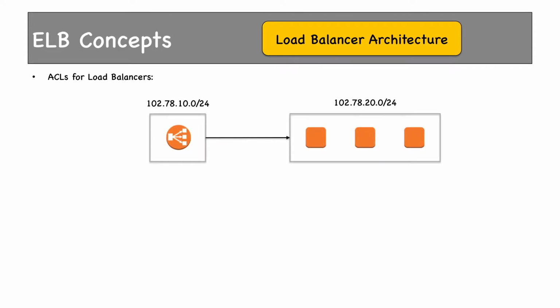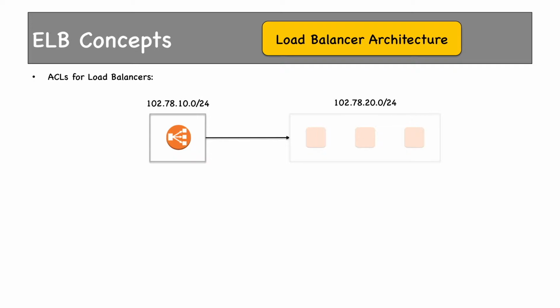This is our setup. The load balancer is in a public subnet with network address CIDR 102.78.10.0/24 and the EC2 instances are in a private subnet with CIDR 102.78.20.0/24. Let's see all the inbound and outbound traffic to and from the public subnet with the load balancer node.